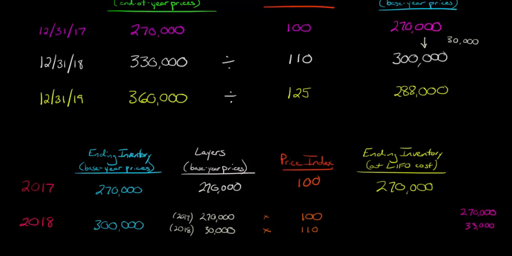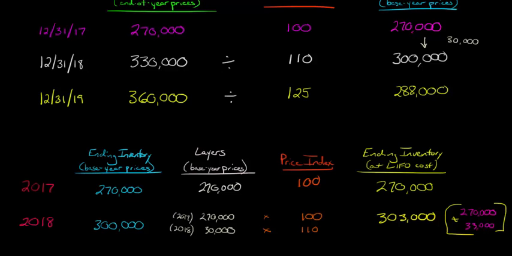Now, the second layer, 30,000, this 110 price index means prices went up 10%. So now we multiply the 30,000 by 1.1, right, which is the same as saying an increase of 10%. So that gives us 33,000. Now we add these two numbers together, and that's going to give us an ending inventory for year 2, 2018, of $303,000. That's just these two added together right here.